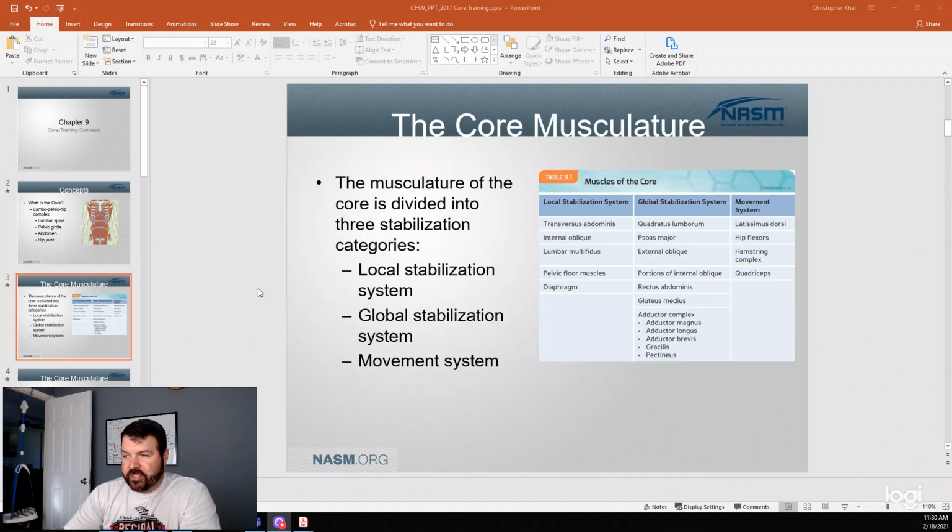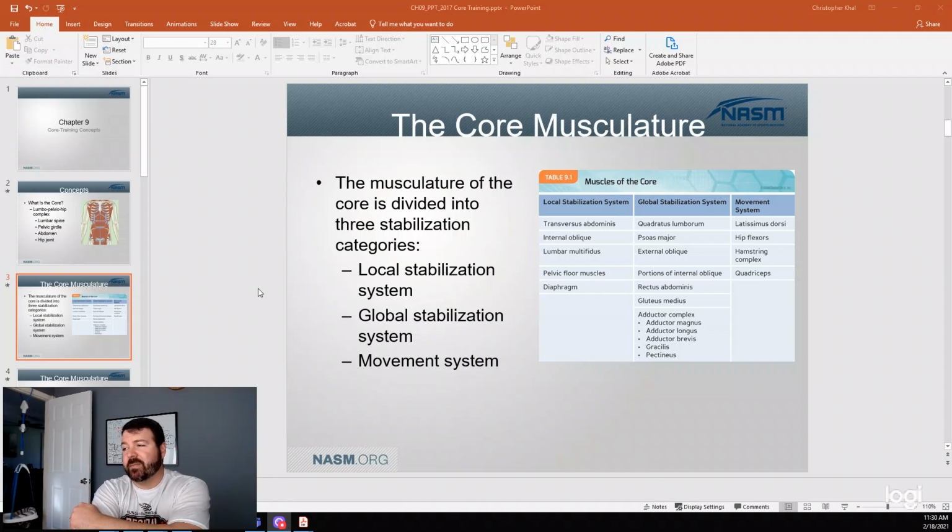So core musculature is divided into three stabilizing categories. The first is your local stabilization system, and then your global stabilization system, and then your movement system. So they all kind of correlate. Obviously, the more important ones could be your movement system. If you look at the chart there on the right, the local stabilizing system is pretty much a lot of really focused stabilizers, and they're usually pretty deep for the most part.